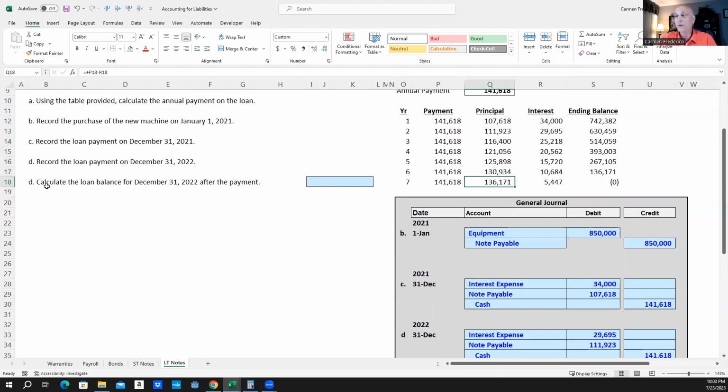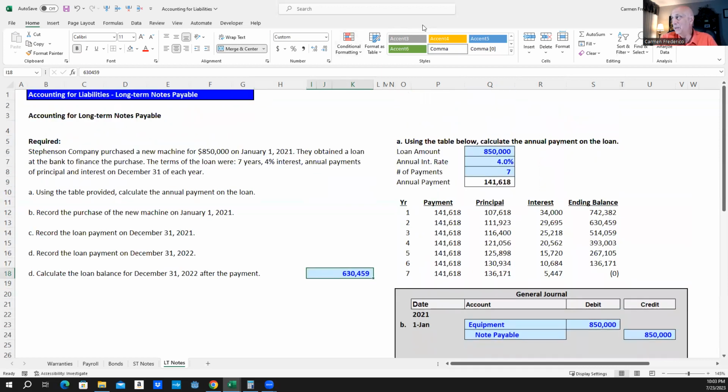Okay, so what's the loan balance at the end of December 31st, 2022, which is the second year in? Well, it's the $630,459. It's already calculated for you on this schedule, right? That's the amount that we owed after 2 years. We initially owed $850,000, but we paid $107,618 and $111,923 towards it. So now our balance is only $630,459 after December 31st, 2022.